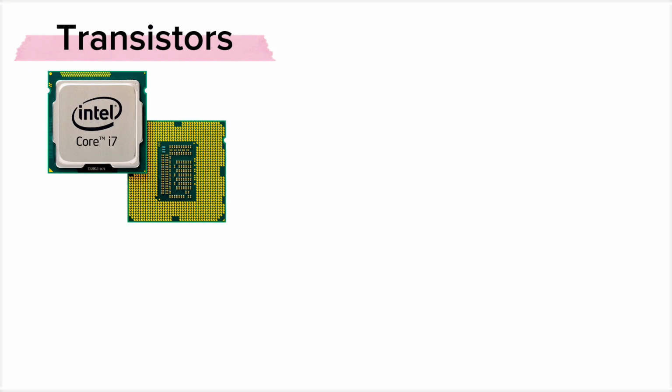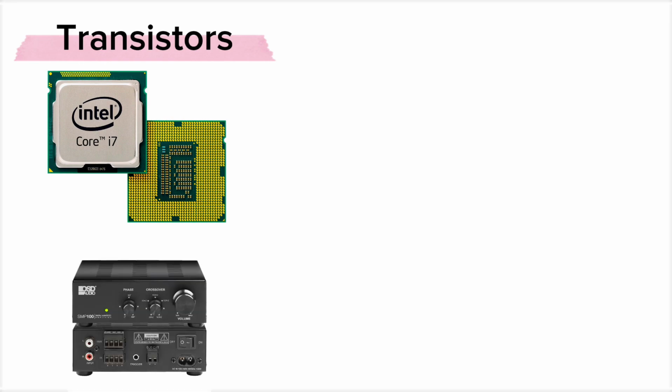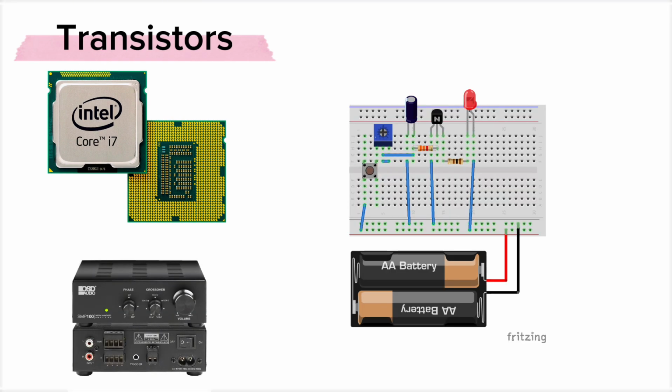Transistors are found in almost every modern electronic device. Some key applications include microprocessors, amplifiers, switching circuits, and logic circuits. And now let's move on to demonstrating the logic gates built using transistors.